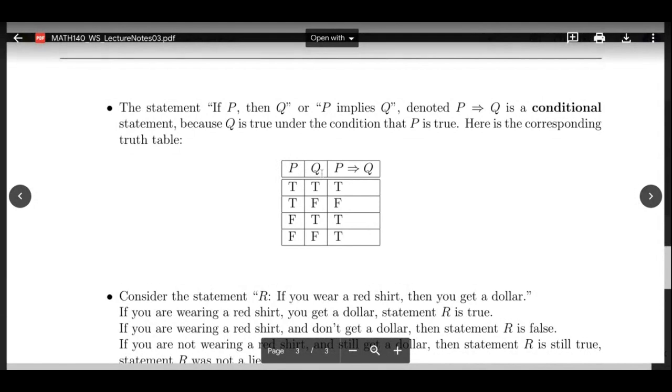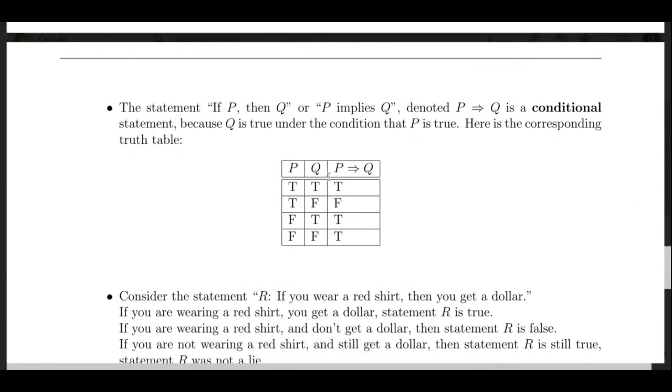Well, we have P and Q, two statements. So P implies Q, or if P then Q, has these truth values. If P is true and Q is true, then P implies Q is true. If P is true and Q is false, then P implies Q will be false. If P is false and Q is true, then P implies Q will be true, because Q stands alone and does not depend on P. Q is true anyway.